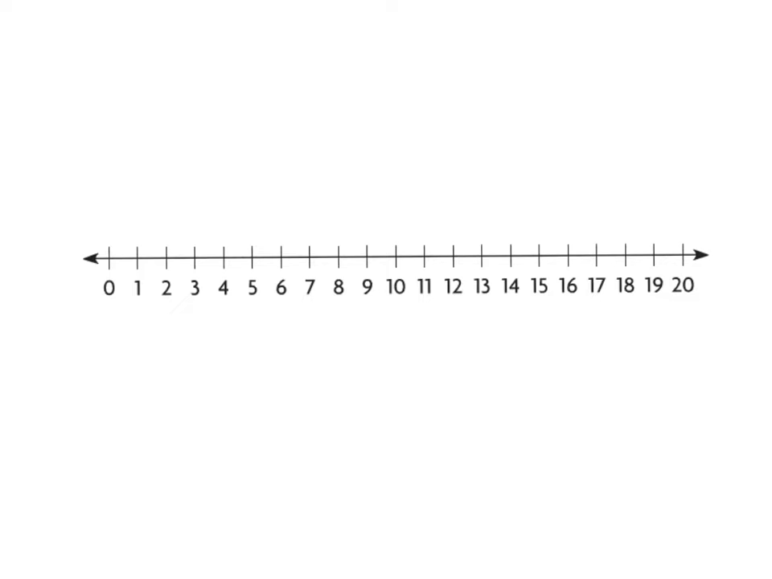Let's review by looking at this number line. Looking at this number line, which number would have the least value? Well, in this number line, it would be the number 0. And which number has the greatest value on this number line? Well, the greatest value would be the number 20.